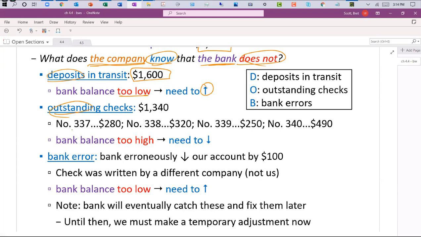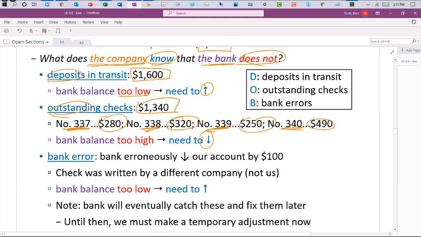And if we don't see certain checks that we've written based on the check stubs in our checkbook, if we see that some checks have not cleared yet, we call those outstanding checks. In other words, we wrote checks 337, 338, and so on. Those may have happened perhaps even today as of the end of the month. But not enough time has gone by to where the bank has updated its system. So all these check amounts, when we add them up, represent outstanding checks.